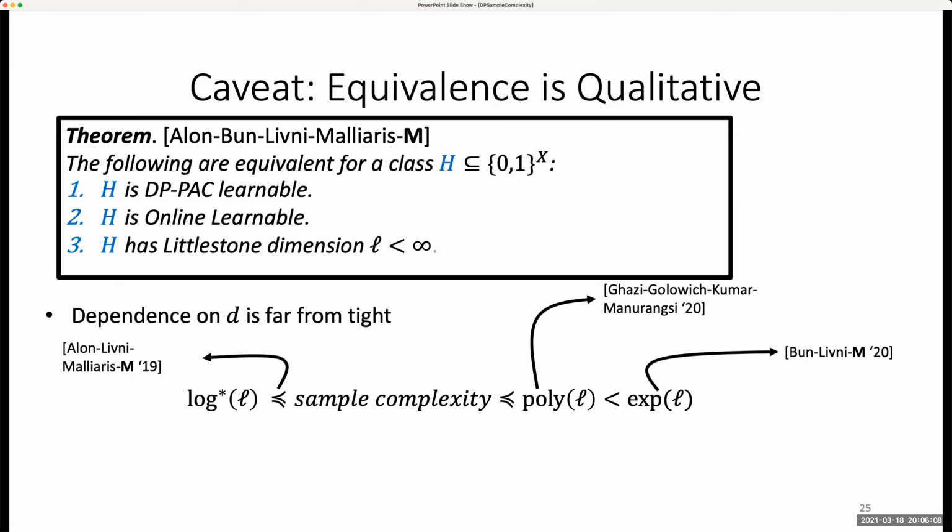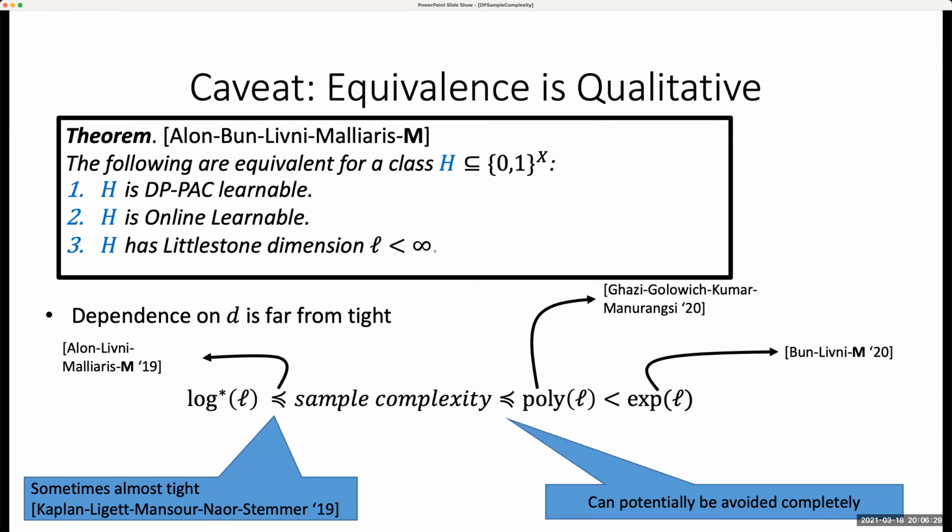One more comment is that the lower bound is sometimes almost tight. There are examples like one-dimensional thresholds over a finite domain for which there is an almost matching upper bound, up to polynomial factors. So log star to the 1.5 is the best. But the upper bound can potentially be avoided completely, as far as we know. There is no reason to.